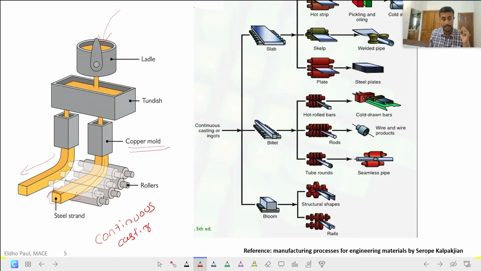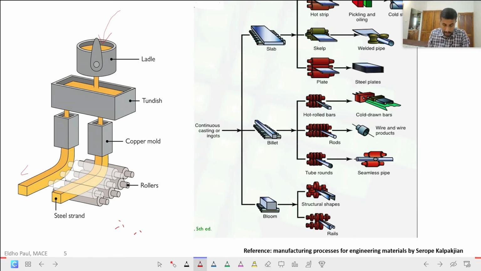Okay, so this is a continuous casting process. We already discussed this, and this is a primary shaping process. This continuous casting, or any casting process, is a primary shaping process. So we get this type of raw material at the end of the casting process, and we use this raw material for the next process, like a metal forming process.